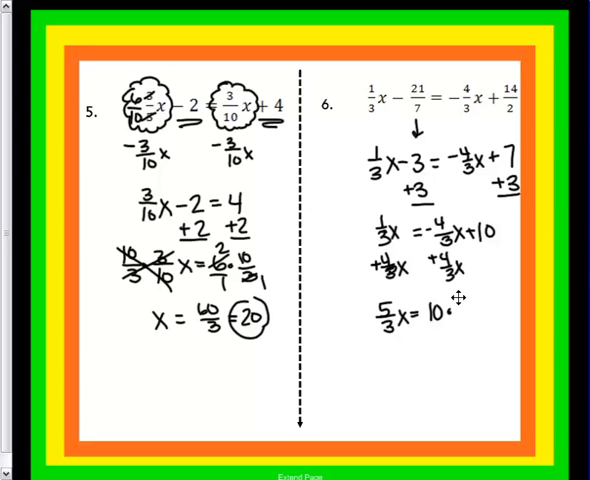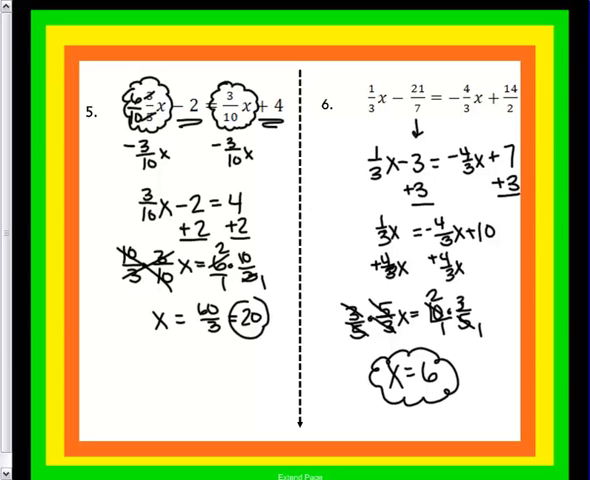I'm going to multiply by 3/5 on both sides, so that way I can get x by itself. And over here, I could multiply straight across, or I can simplify within the problem, which is what I love to do. 2 times 3 is 6, and I'm done.